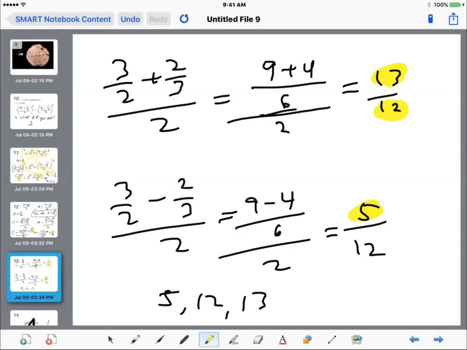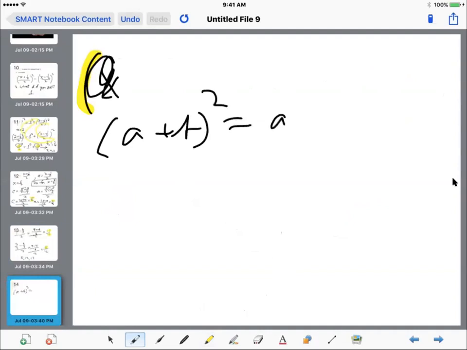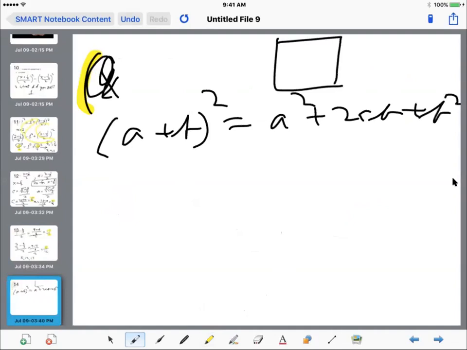The answer to this one was 5, 12, 13. Now you wonder, why does this work? Well, the trick to seeing why this works is, we've seen that (A plus B) squared is A squared plus 2AB plus B squared. That's something that the Babylonians knew really well. This picture demonstrates it pretty nicely.